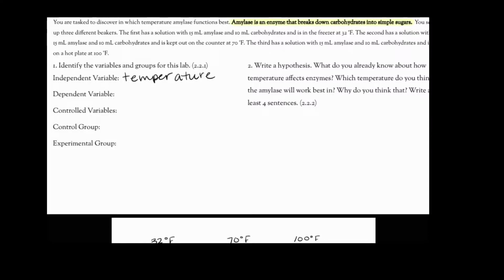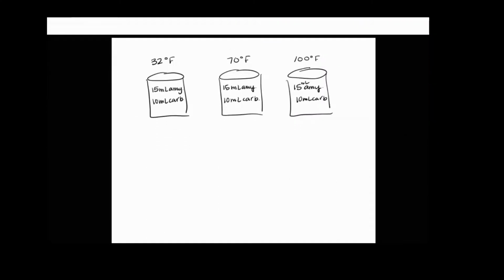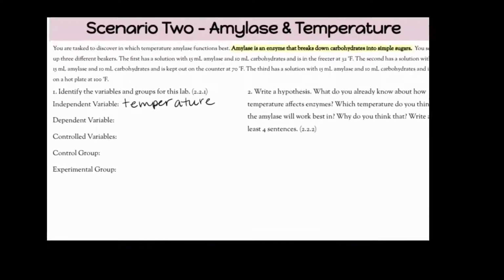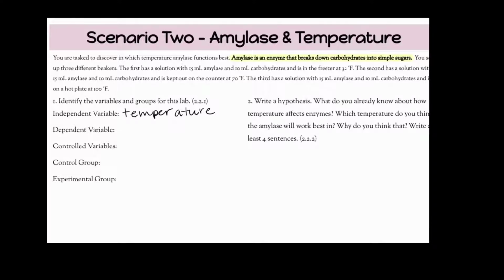Okay, what are we measuring? So it says amylase is an enzyme that breaks down carbohydrates into simple sugars. And we're putting carbohydrates into each one, so I'm going to guess that we're going to measure the amount of simple sugars at the end. Because if there are simple sugars, that means amylase did its job.